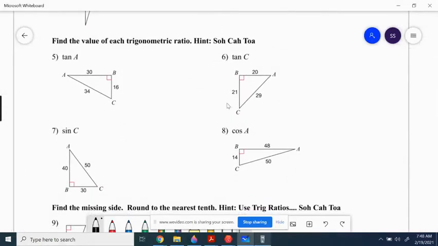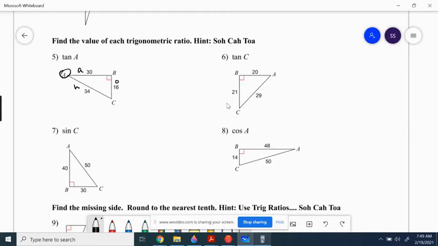5 through 8, we're going to find the value of each trigonometric ratio, and we're going to use SOHCAHTOA. So for number 5, we're going to label our sides in terms of A. First one is the easiest to recognize. Across from the right angle is our hypotenuse, the side that is next to the angle, but not the hypotenuse, that is our adjacent side, and the side that is not touching our angle is our opposite side.